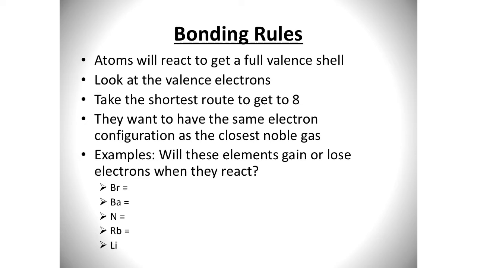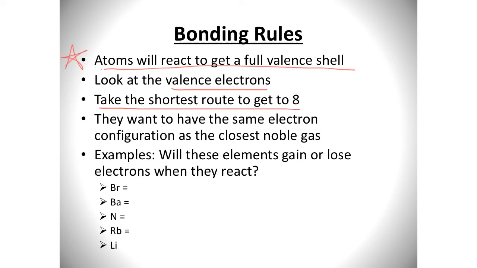So, atoms will react to get a full valence shell. So that's very important. So what we want to do is look at the element's electron configuration, specifically paying attention to valence electrons. And then we want to think about how the atom is going to get to a full valence shell, which would be 8 valence electrons. So take the shortest route to get to 8.